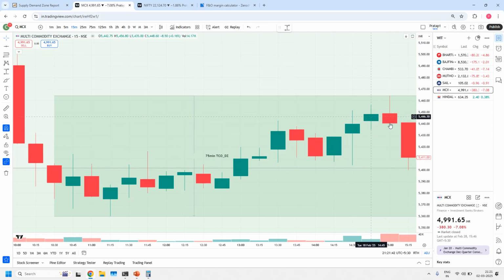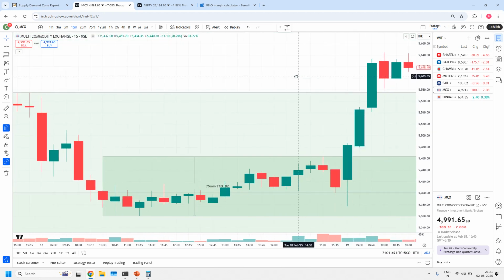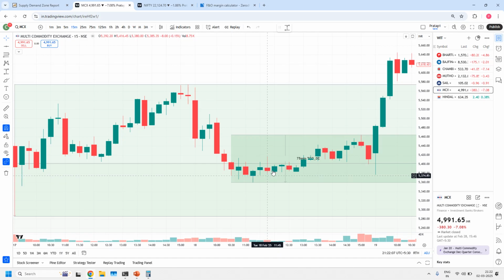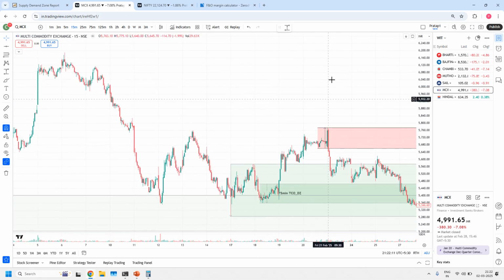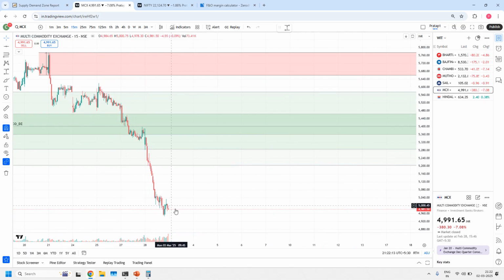You have 2 base candles. You have a drop candle. You have a supply zone here, rally base, a drop. After that, again a rally candle. Drop candle, rally candle, in between no base candles. Such kind of zones have to be violated. And before that, you see, so much consolidation took place in this zone. This is a 75 minutes TCO zone, low priority, high liquidity zone. So easily zone is violated.